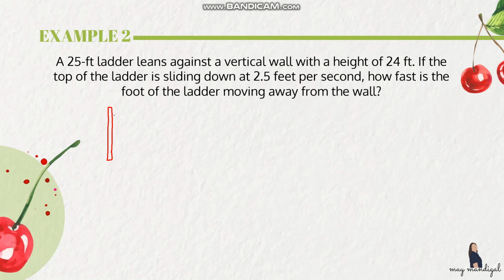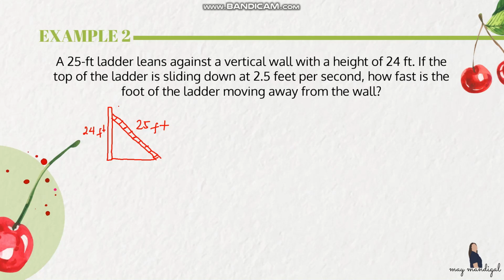And then a ladder is leaning against that wall. So let's just draw a ladder. And the length of the ladder is 25 feet. And the wall is 24 feet. Okay? And of course, you have the base here. So the top of the ladder is sliding down at 2.5 feet per second.